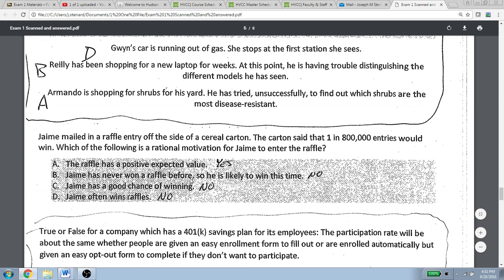Jamie has never won a raffle before, so he is likely to win this time. No, that's not a rational way of thinking about it. Jamie has a good chance of winning. No, it's not a good chance at all. A very slim chance. That's not a good way of thinking. Both of those are either the hot hand fallacy or the gambler's fallacy. In the case of gambler's fallacy for choice B, and just a bad understanding of math for C. Jamie often wins raffles. No, that's not rational either. That's an example of the hot hand fallacy.